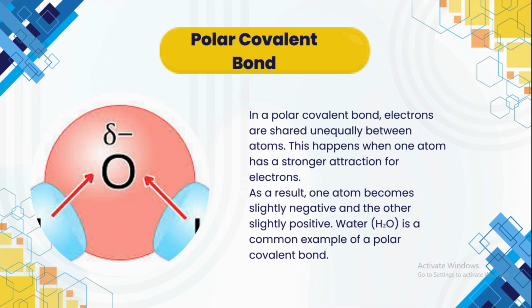Now the polar covalent bond. In a polar covalent bond, the electrons are shared unequally between the atoms. This happens when one atom has a stronger attraction for electrons. As a result, one atom becomes slightly negative and the other slightly positive. Water is a common example of a polar covalent bond.